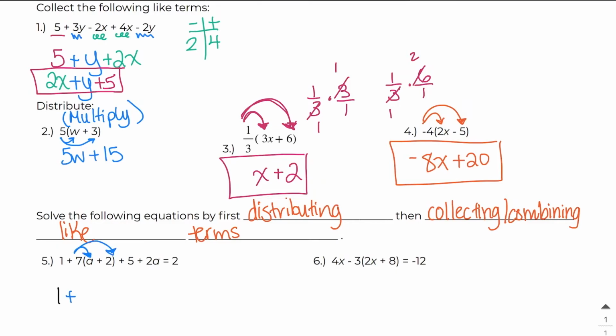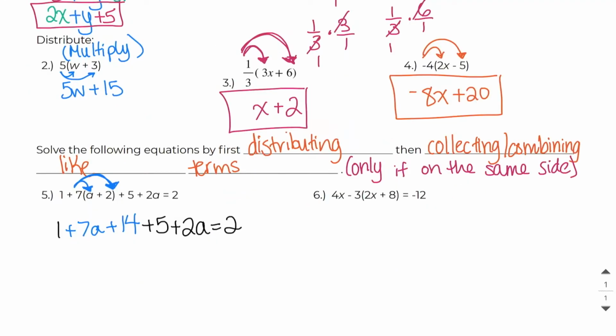So when I multiply 7 by a, I get 7a. When I multiply 7 by 2, I get 14. Then there's nothing I can really do with this 5 or this 2a, so I just copy them down. So again, the first thing that we want to do is distribute. Then we want to see if we can collect like terms. But a quick note is that we can only collect like terms if they are on the same side.